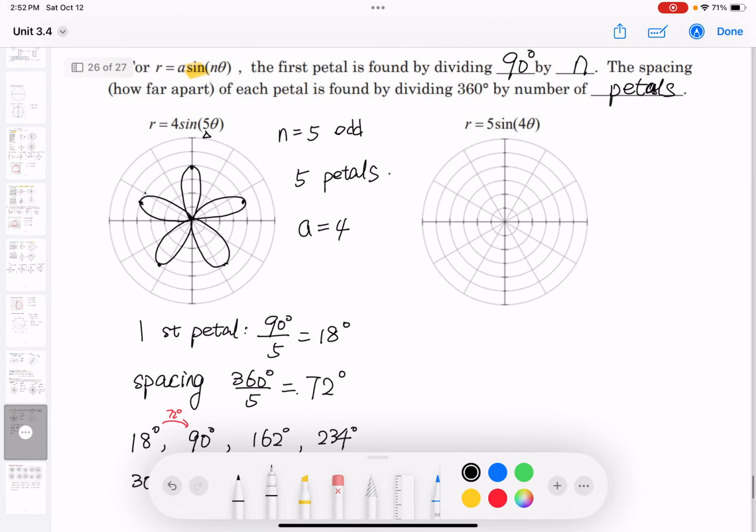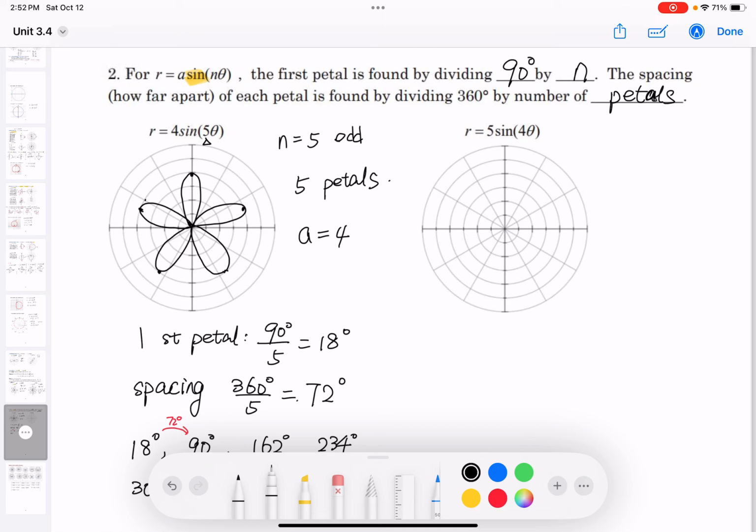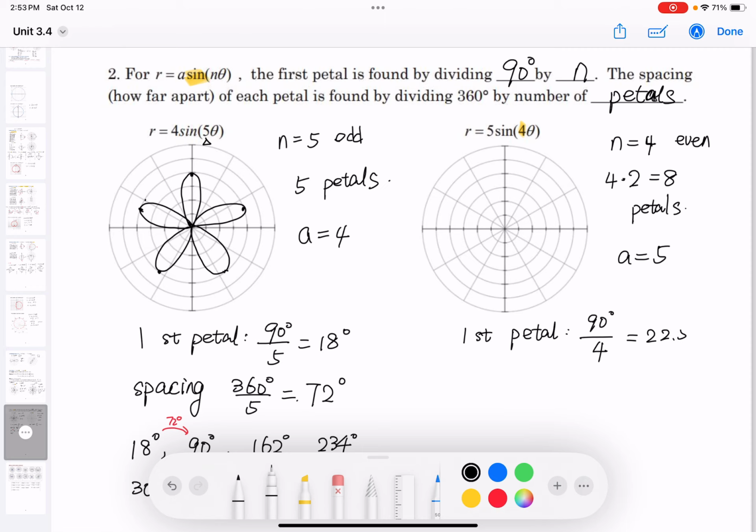If I have r equals 5 times sine 4 theta, we have an even n in front of the theta. That means my n is equal to 4, which is an even number. That means how many petals are we going to have? We have 4 times 2, which is 8 petals. And the A in front of the sine is 5. So that's how long each petal is. And my first petal is starting from 90 degrees divided by 4. So 90 divided by 4 is 22.5 degrees.